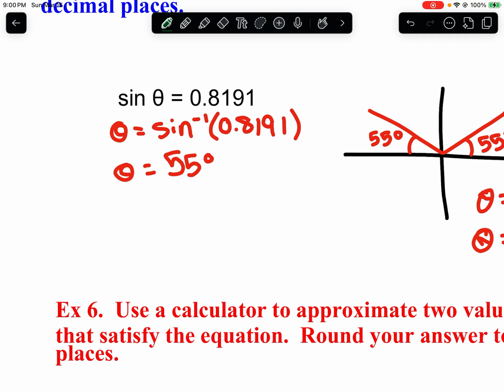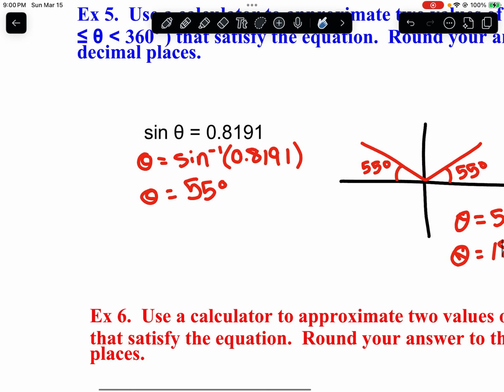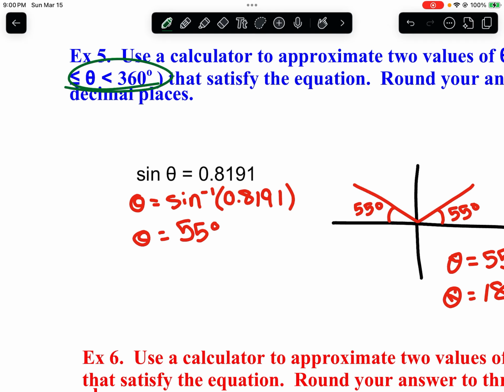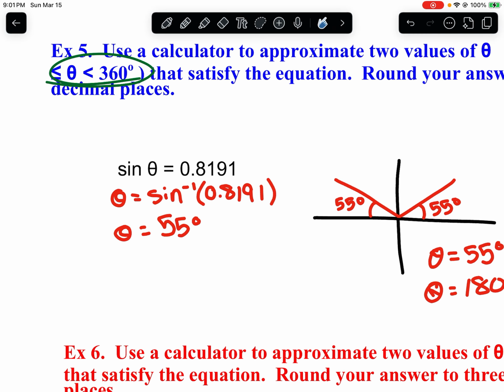If you were to plug into your calculator inverse sine, because if we do the inverse sine on both sides, we're going to get our actual angle. So the inverse sine of 0.8191 gives us 54.9948 if you're in degree mode. If you're in radians, you're going to get something different. But since it said 0 to 360, I just assumed degrees, and so I rounded the 54.99 to 55 degrees. But what the calculator is technically giving you there is actually a reference angle.